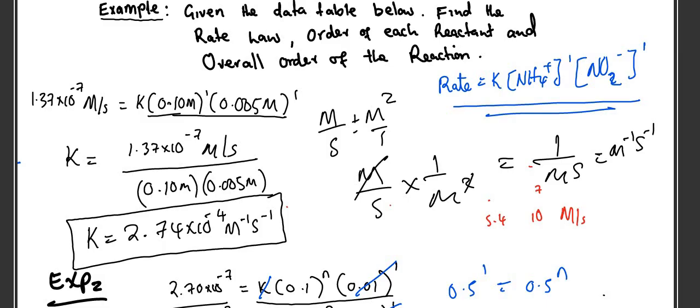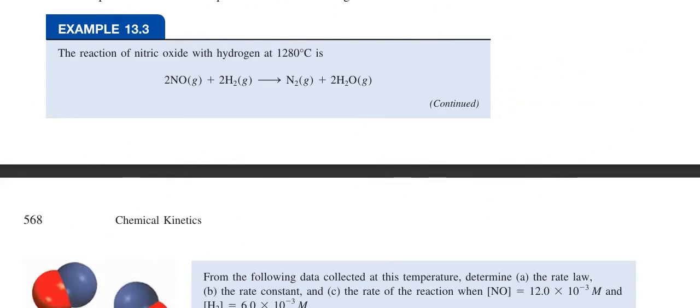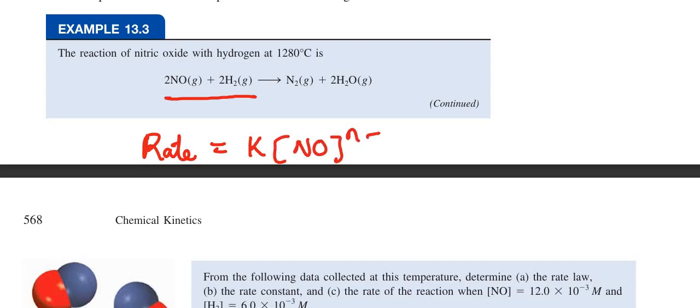So this is a typical illustration of how a question involving the rate law can be posed. Just to make things interesting, let me give you another example. They are saying the reaction of nitric oxide with hydrogen is given at this temperature. So according to this, you know what you anticipate. The rate is equal to K, and you just put the reactants: put your nitric oxide with power N, then put your hydrogen with power M.